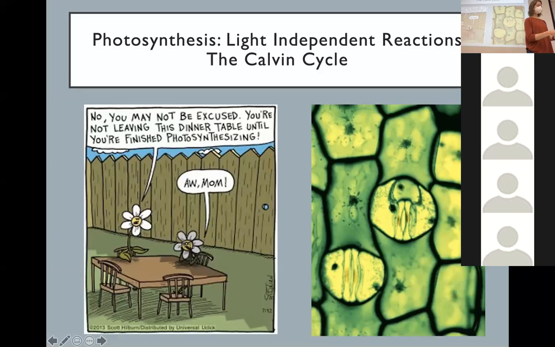The last half of photosynthesis is the light independent reactions, or the Calvin cycle. Same thing. The cycle is basically the only part of this, so we just have one cycle to talk about. Then we're done with all of this photosynthesis, well, the biochemical part of it.